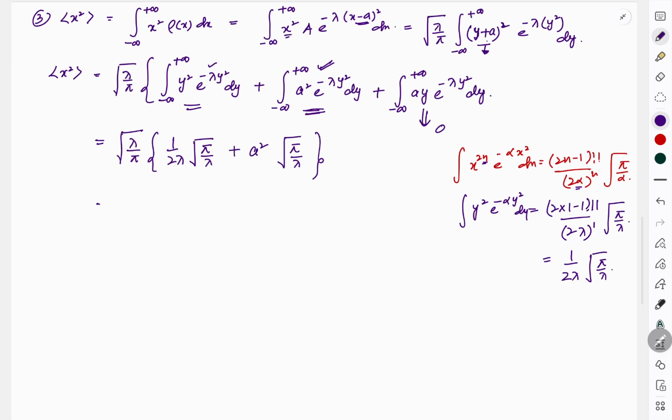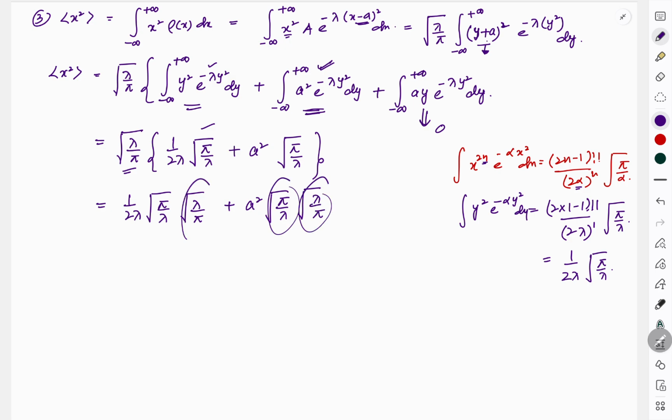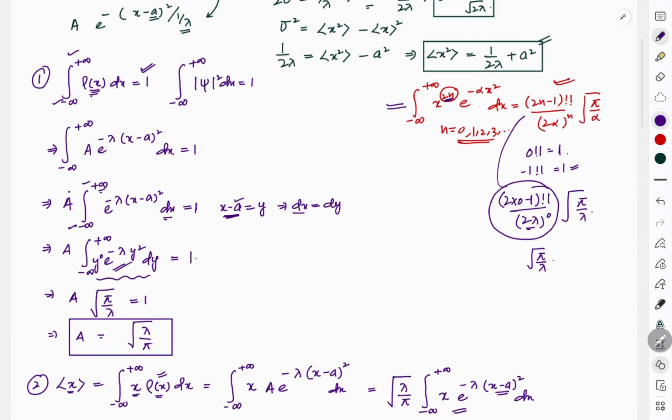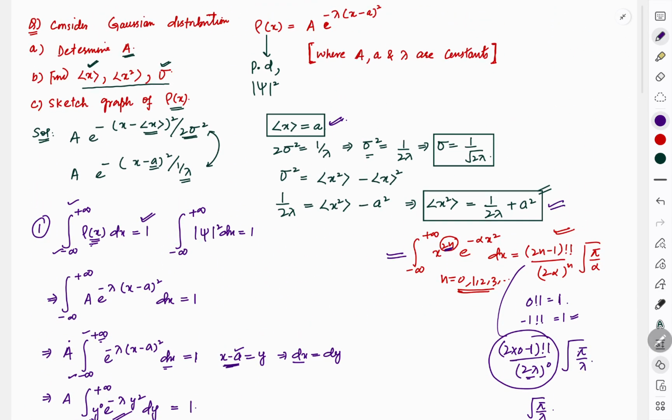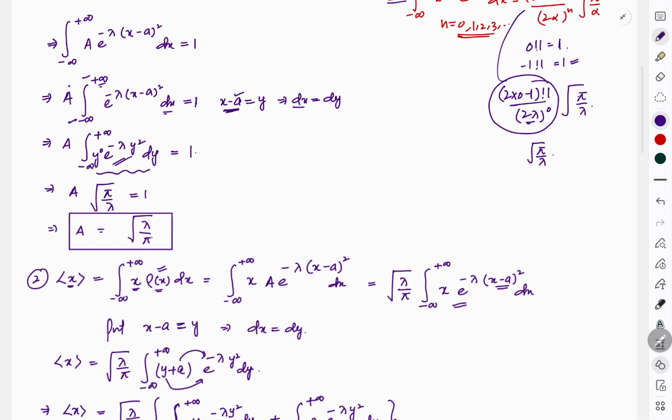So let's close it. Now let's multiply this whole thing, 1 divided by 2 lambda and root of pi by lambda, this is this thing, and let's multiply this factor, root of lambda divided by pi, plus a square root of pi by lambda into root of lambda divided by pi. These two will go, these two will go, there remains only 1 over 2 lambda plus a square. This is the expectation value of x square, and probably we got the same result by using that method. Let me check this, 1 over 2 lambda plus a square.